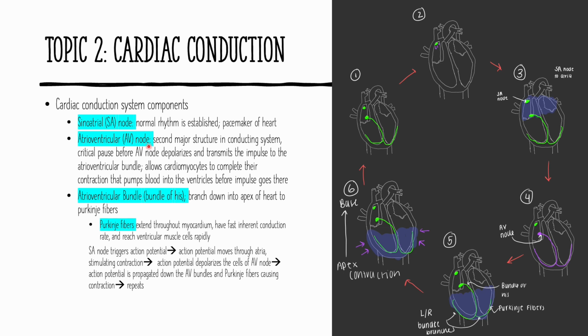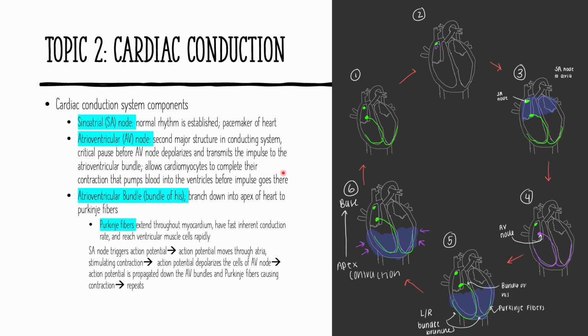It's critical that there's a pause before the AV node completely depolarizes and transmits the impulse to the atrioventricular bundle, and this will then travel that impulse down into the Purkinje fibers. So that allows the cardiomyocytes to complete their contraction that pumps blood into the ventricles before the impulse goes there.